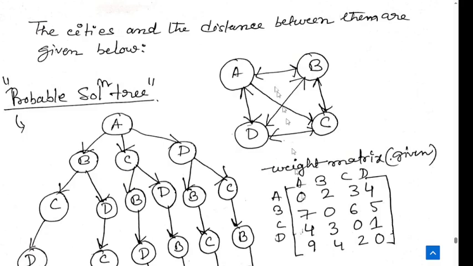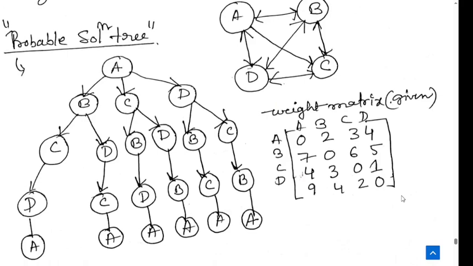So the distance from city A to B while traveling can be lesser than when coming back from city B to A. So the distances are actually varying. So what could be the probable solution? Probable solution, that means one probable tree, because you have to remember that the salesperson has to visit all the cities.